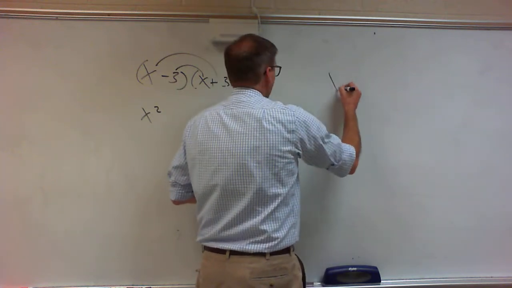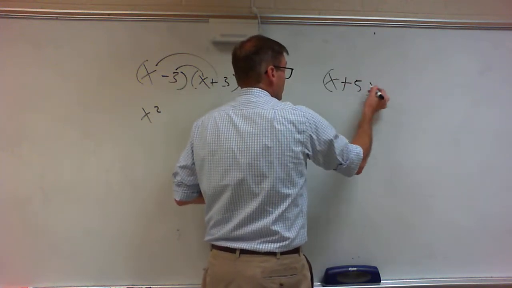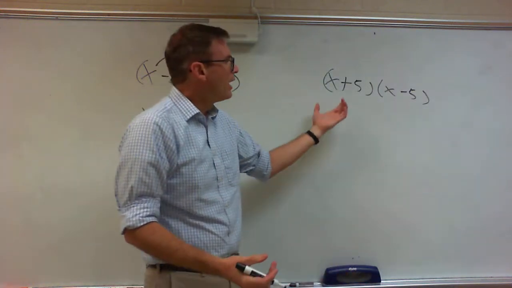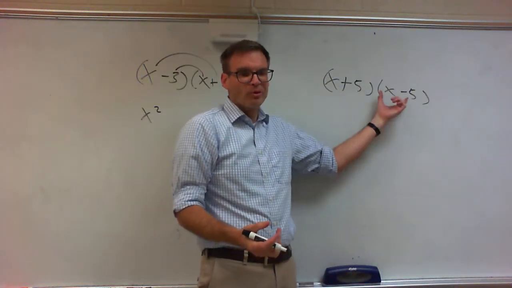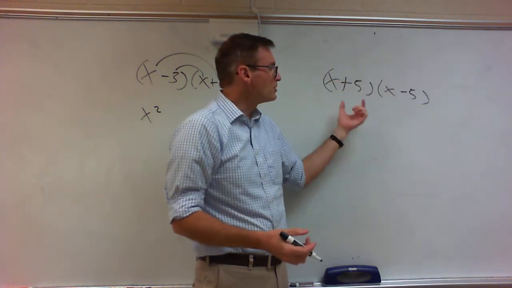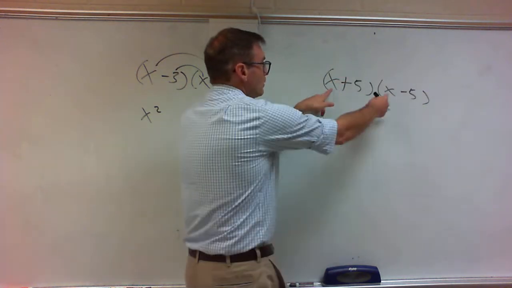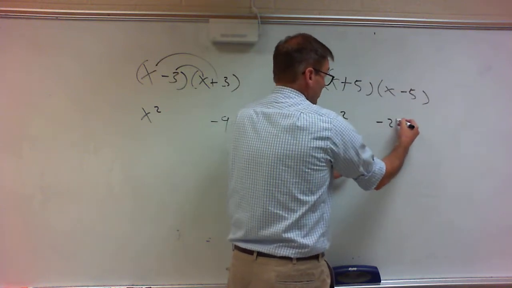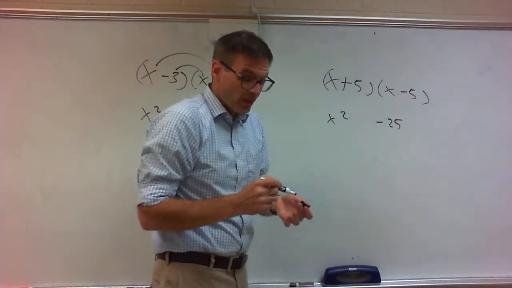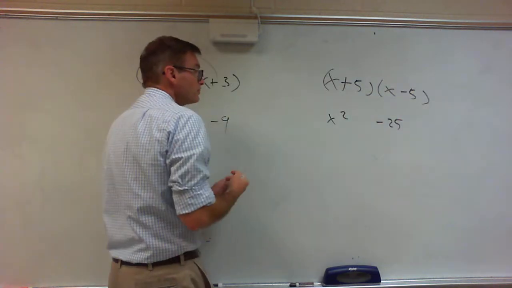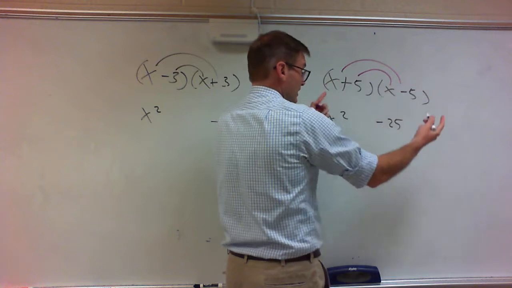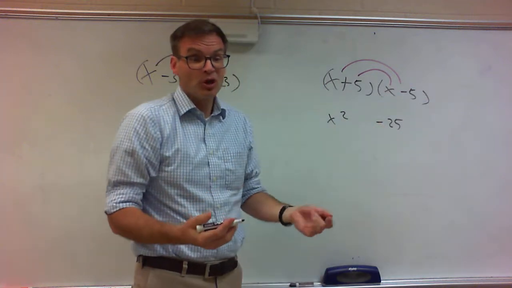Well, what if I give you x plus 5 times x minus 5? Same kind of thing. They're two almost identical binomials. One's a plus, one's a minus. Well, x times x is going to give me x squared. This times this gives me a negative 25. But when I look for that middle term, this times this and this times this, 5x minus 5x, it cancels, and we're just left with two terms.